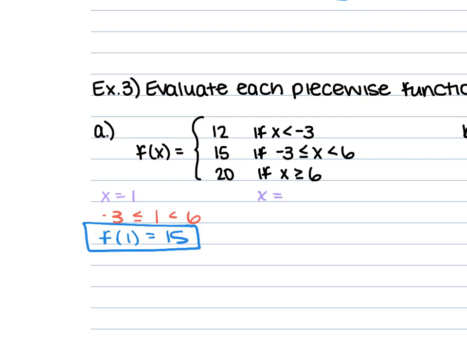For x is equal to 3, 3 is not less than negative 3, but 3 falls between negative 3 and 6. So negative 3 is less than or equal to 3, which is less than 6. So f of 3 is also 15.